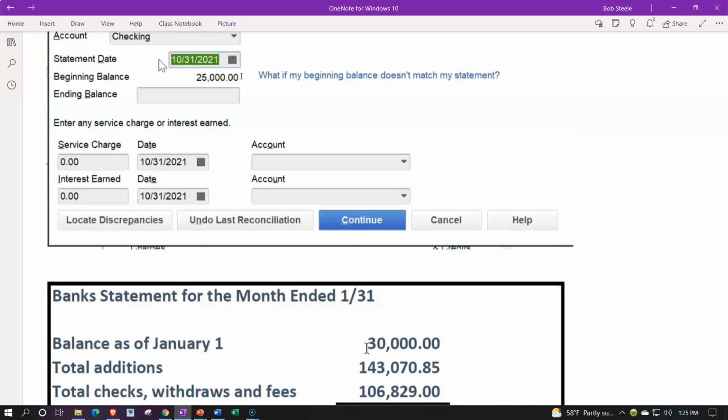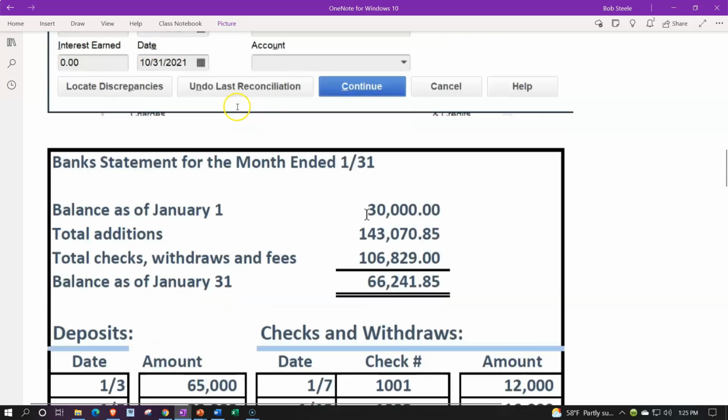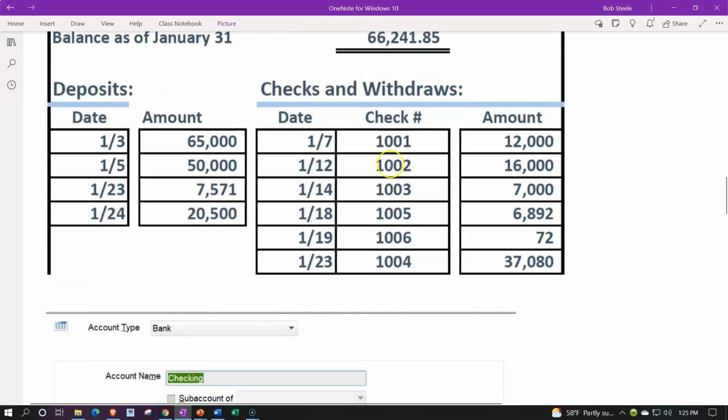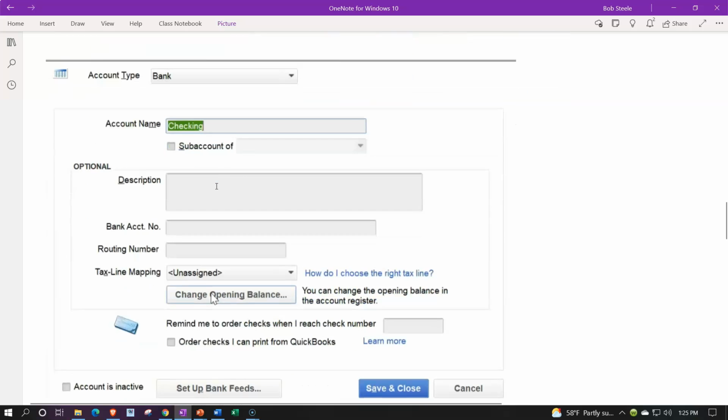We'll get into that in more detail later, and then we're going to have to enter the ending balance here, and that's going to be coming from the bank statement. This is our mock bank statement that we're imagining comes from the bank. It has the beginning balances, the additions, the subtractions to the ending balances, and then the detail, the deposits, and the checks to support that.